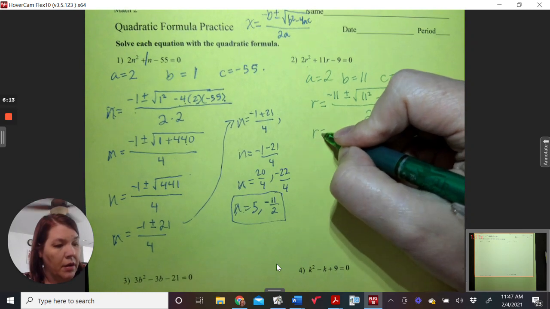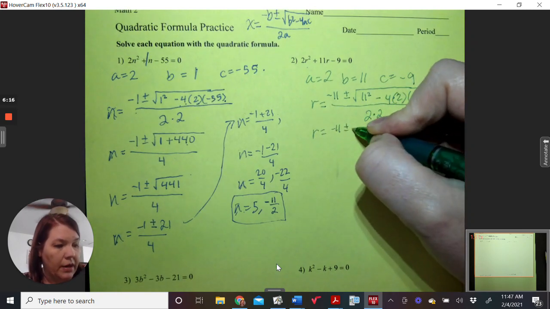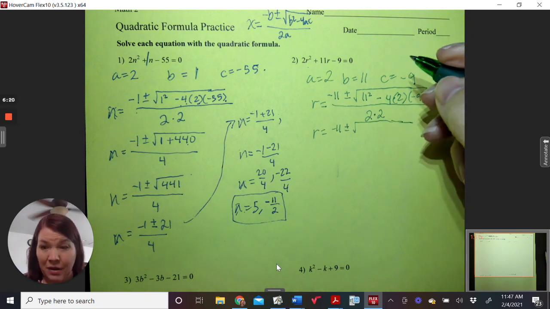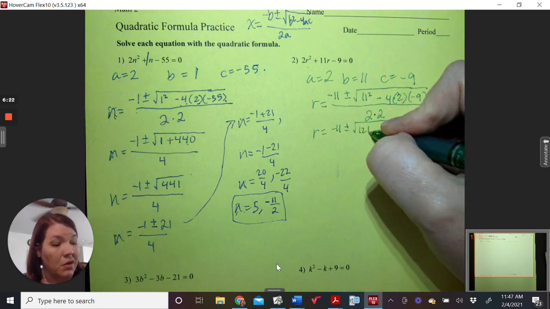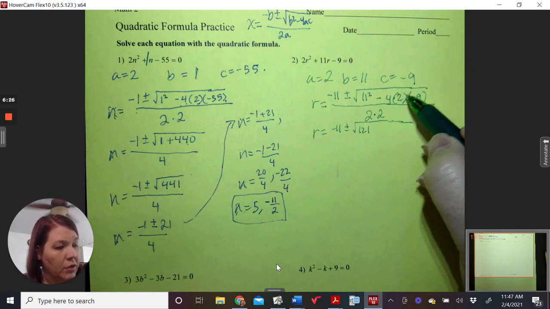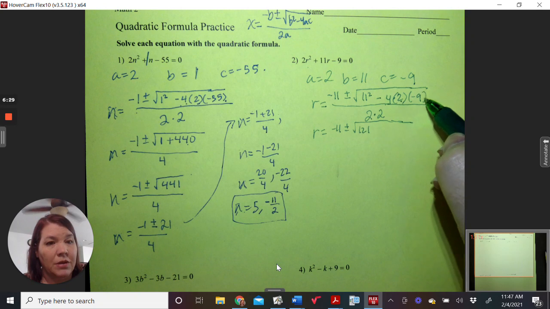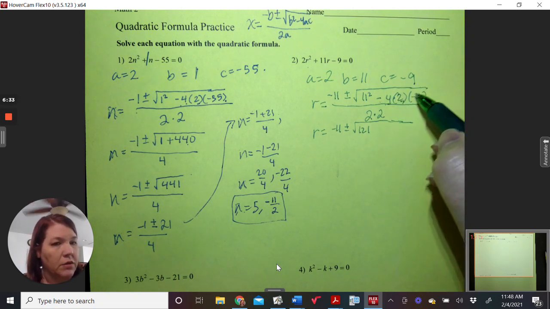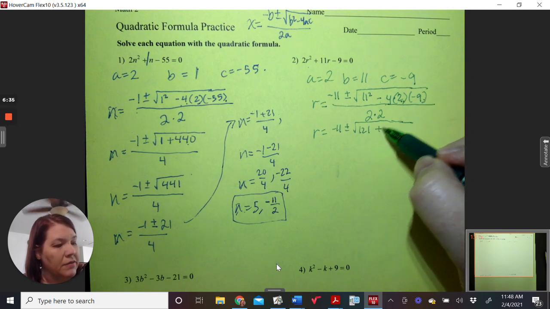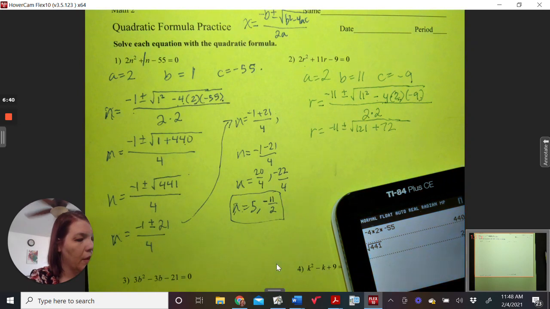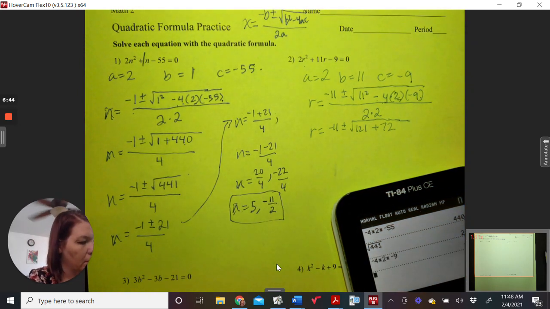R equals -11 plus or minus the square root of 11 squared. You can check with your calculator, but 11 squared is 121. That one I know. Then we've got -4 times 2 times -9. 4 times 2 is 8, -8 times -9 is +72. Just to double check that for you, we'll do it right here. So -4 times 2 times -9, 72.